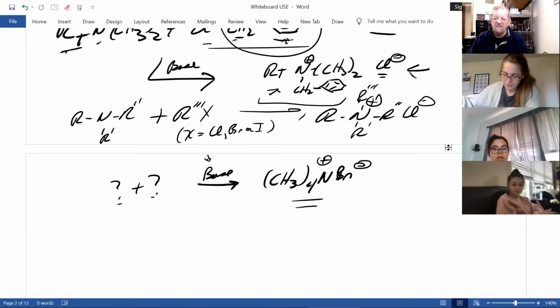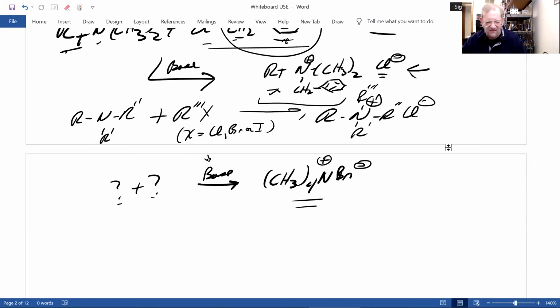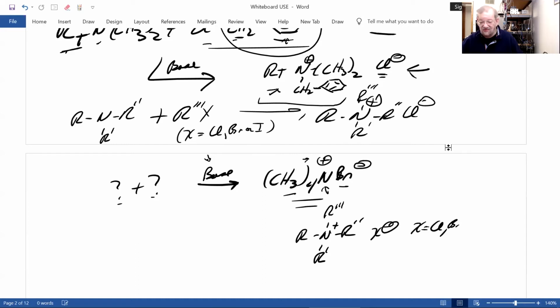All right, is everybody done? All right, I think so. Let's go ahead. What is this? What's different? Ooh, a nitrogen with 4 alkyl groups, an anion, it has a positive charge. That's a quaternary ammonium salt. Remember, X can be chlorine, in this case it's bromine, or iodine.